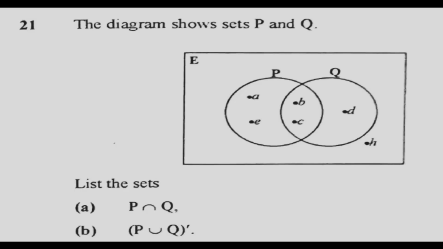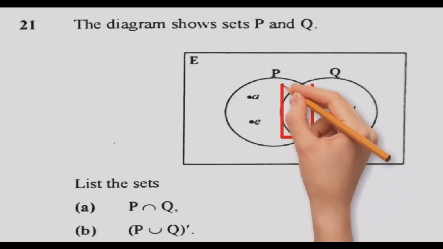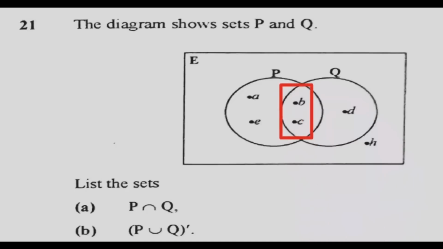Okay, so question 21A is: list the set P intersection Q. When we talk about intersection, we're talking about the middle part here, where we have got B and C. So the members of P intersection Q are B and C. We write it like they have written there, that is B and C.